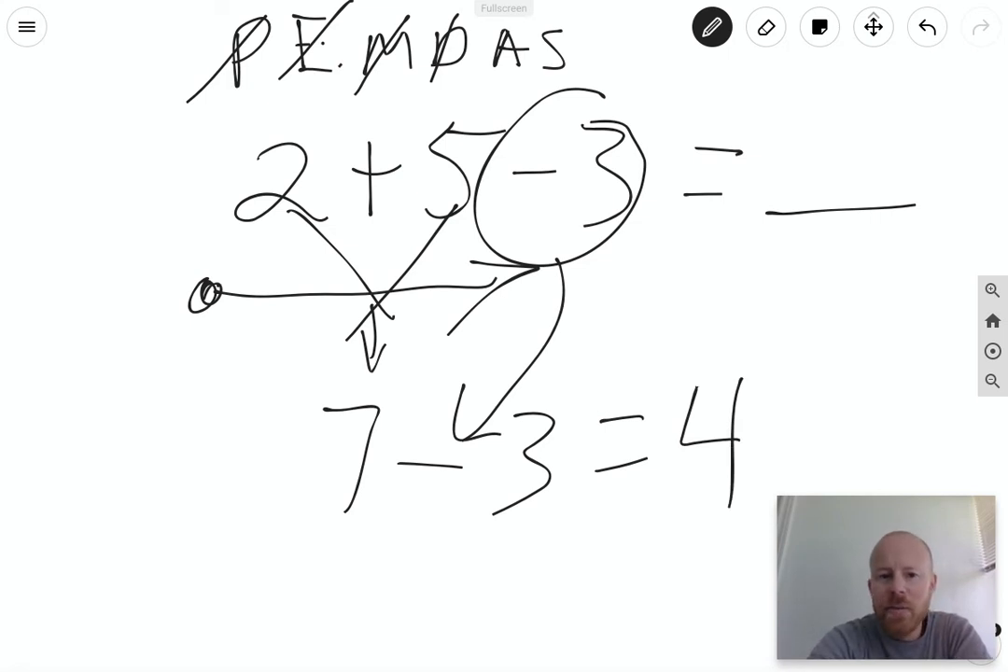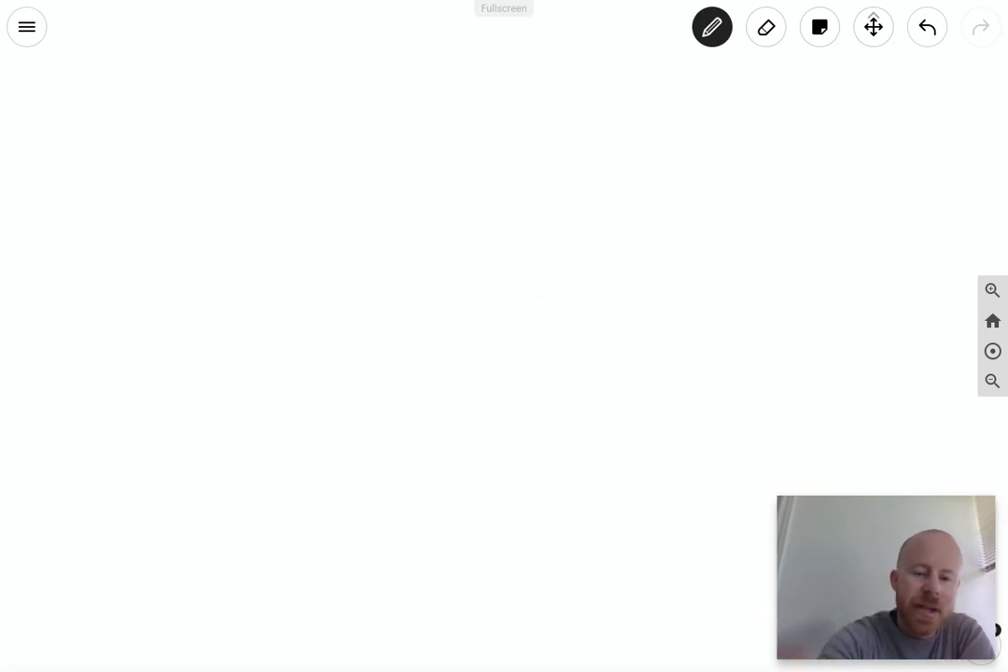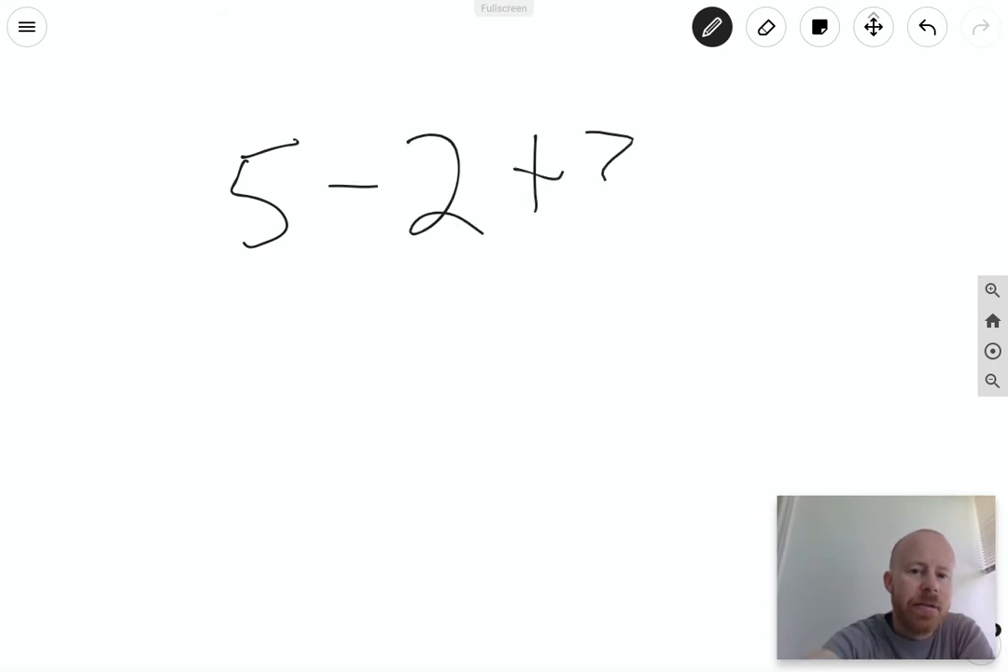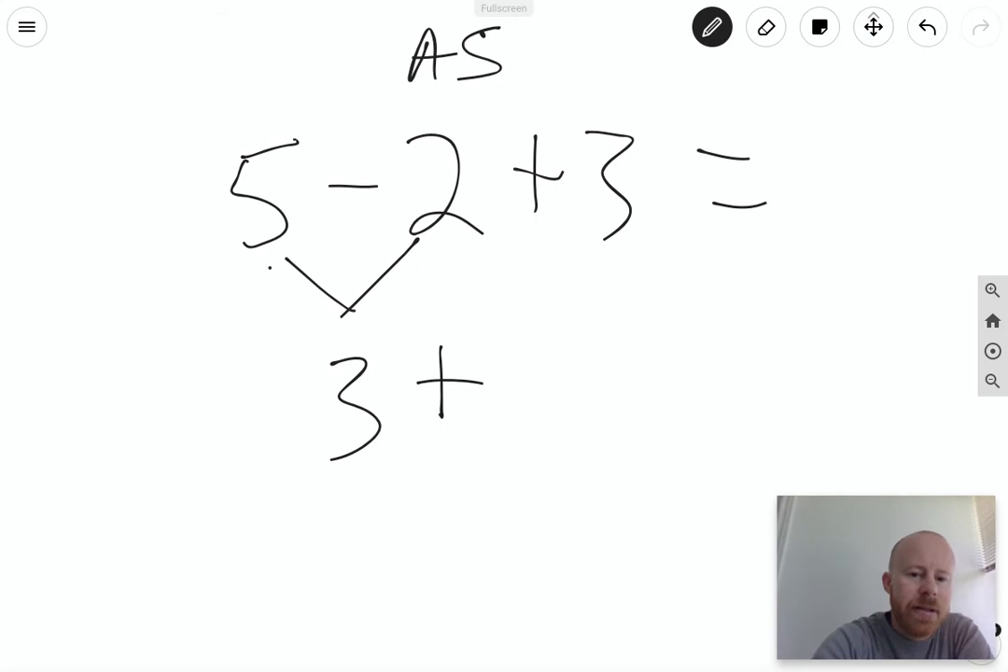So remember, if it was reversed, it's still left to right. Remember, addition and subtraction, there is no order of operations for it. It's whatever is left to right. So let's say I had 5 minus 2 plus 3. Again, I have two operations. But since addition and subtraction are tied, I just go left to right. So 5 minus 2 would go first. It would be 3. And then 3 plus 3, because I bring that down there, is 6.